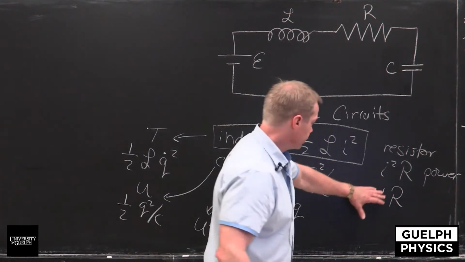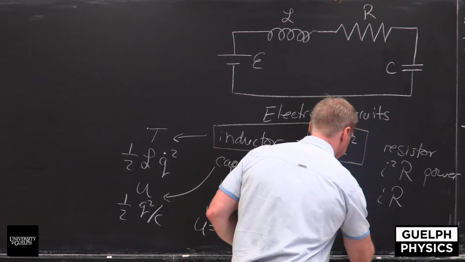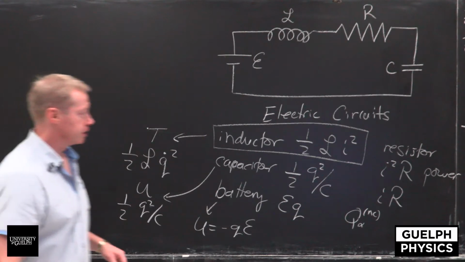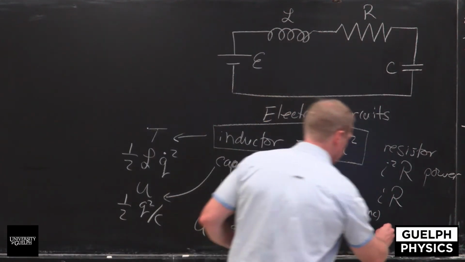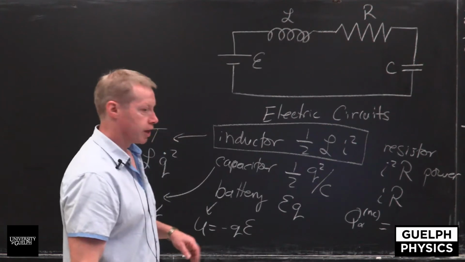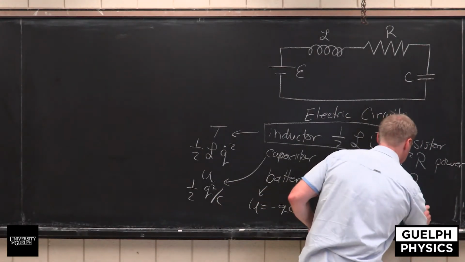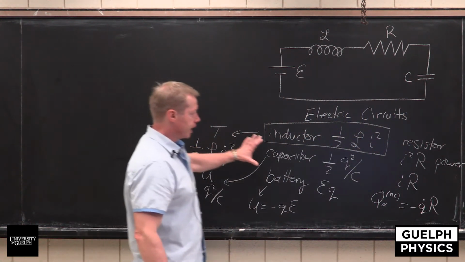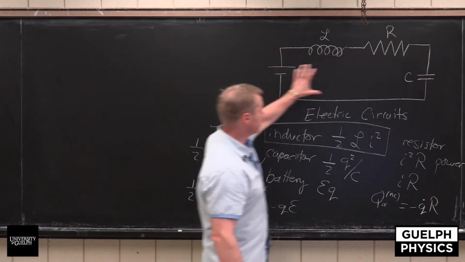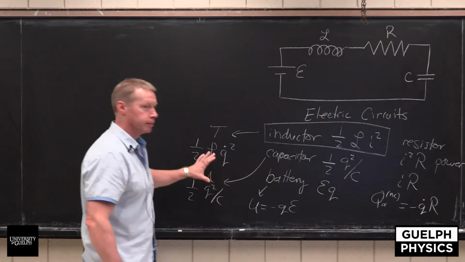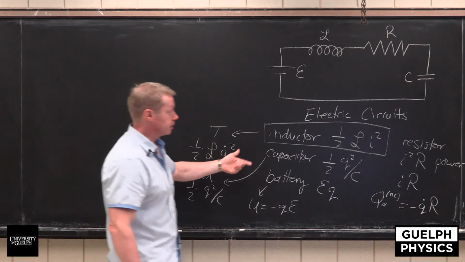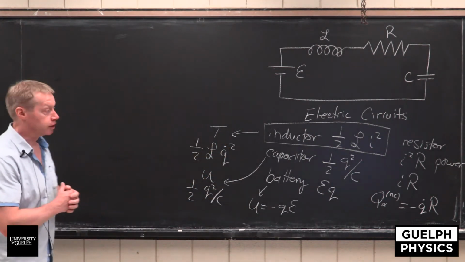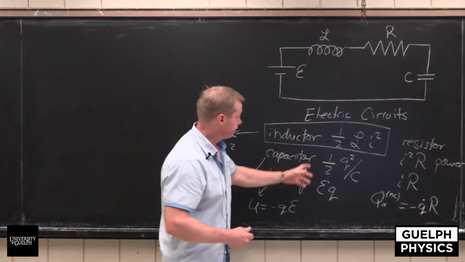And finally, this resistor is like our non-conservative force because it dissipates energy, and we would assign that Q to be minus Q dot times R. So there's a direct analogy between the components of a circuit and a mechanical system. And in fact, this is a common practice that you can model mechanical systems with electrical circuits. So engineers do this all the time.